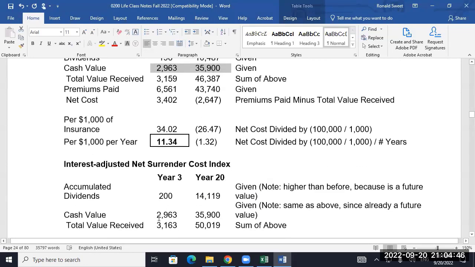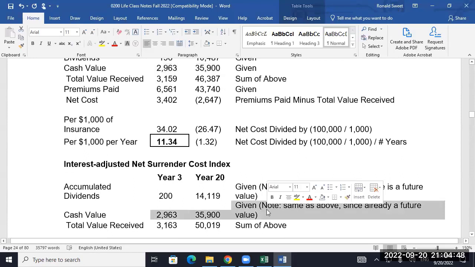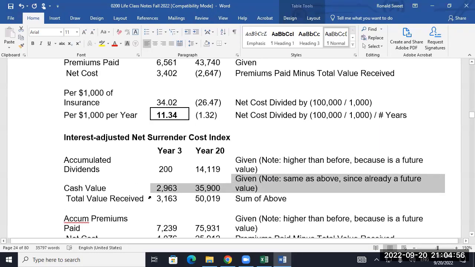What do you notice about the cash values? They're exactly the same. Why? Because the cash value is the future value. That is what you will have at the end of year 3, at the end of year 20. So we don't need to adjust that. So all we're doing is getting a little extra cash time value for those dividends.